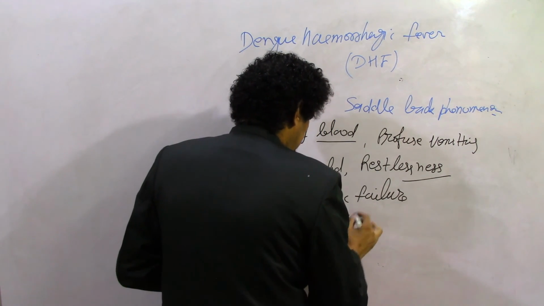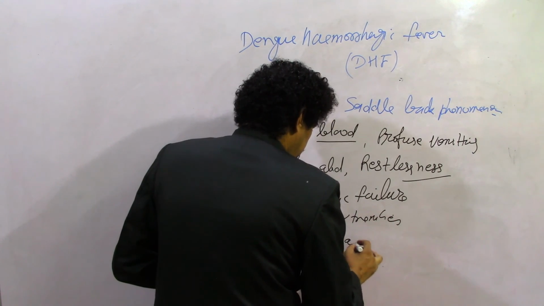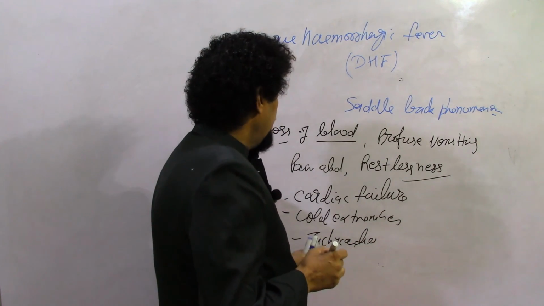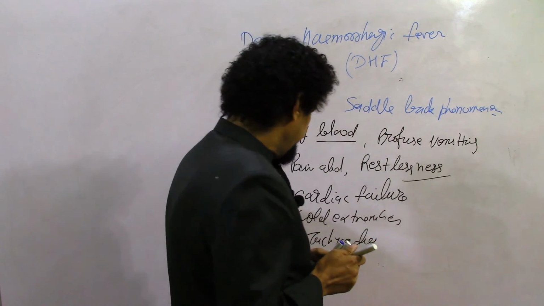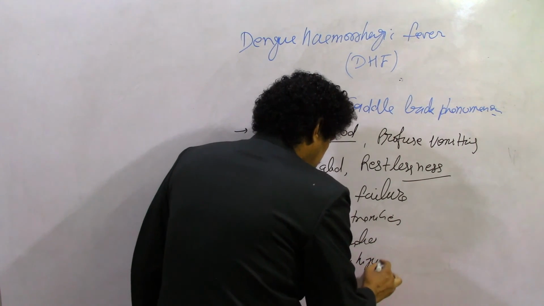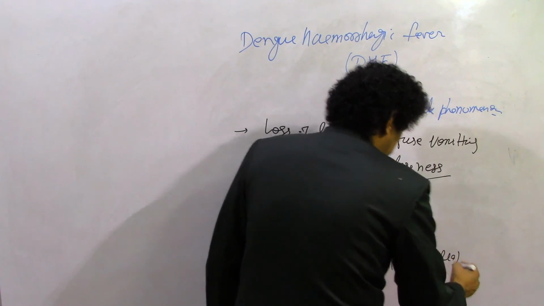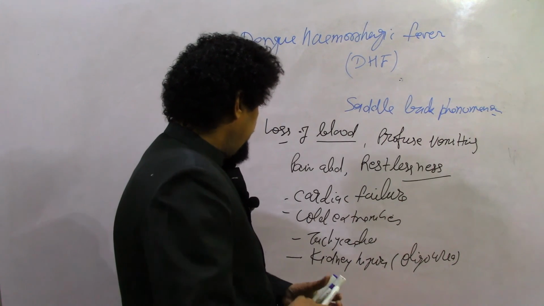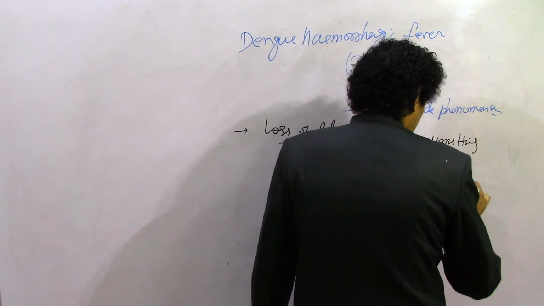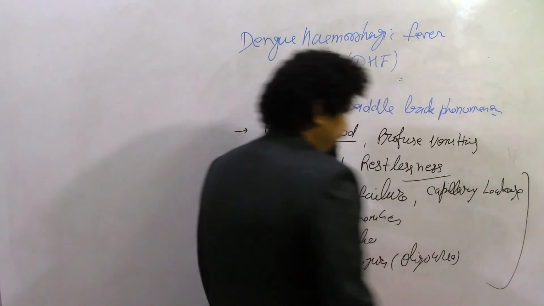cold extremities, tachycardia. Tachycardia is seen in all forms, but it is more serious or more severe form in the dengue shock syndrome, kidney injury, that is oliguria, it is having the capillary leakage, it is known as DSS.